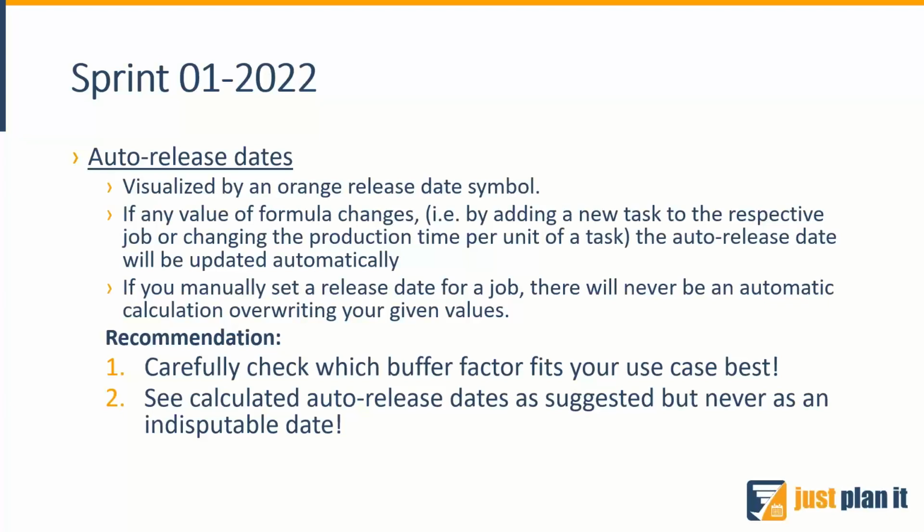And this happens the entire time until you decide to set the date manually. And in the moment you set that manually, these automated release dates are no longer activated, and as you are used to, you're as a planner in the driver's seat of Just Planet. With that, you took over and there is no automatism anymore, and it keeps the date as set manually. So overall, my recommendation is to carefully check what kind of buffer factor you want to set, and we will have a look into that based on an example in a minute.